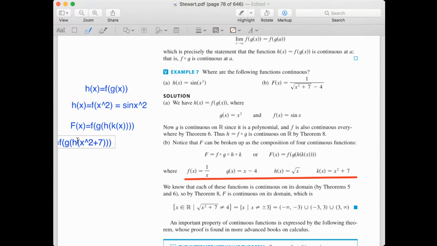Professor? Yeah. Is it possible for problems like this that we can create a table? Well, you can do that.